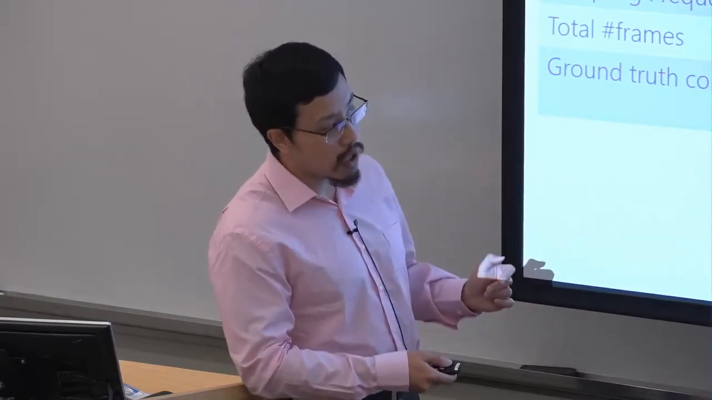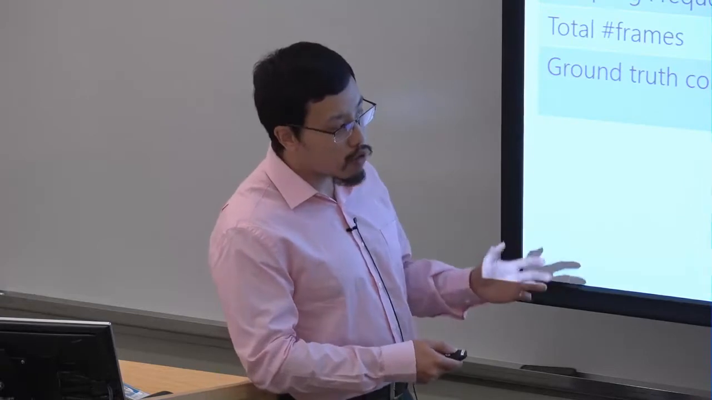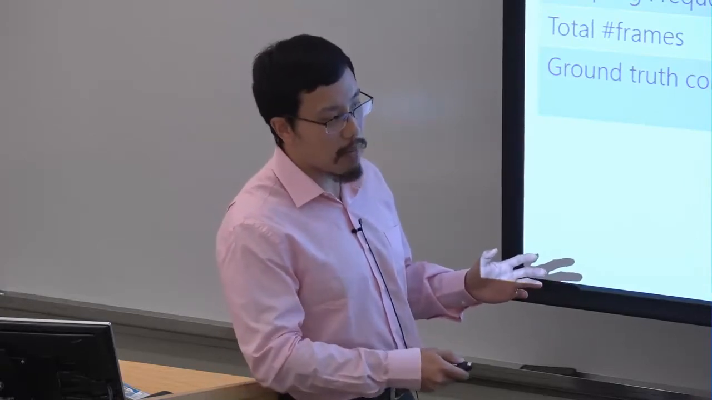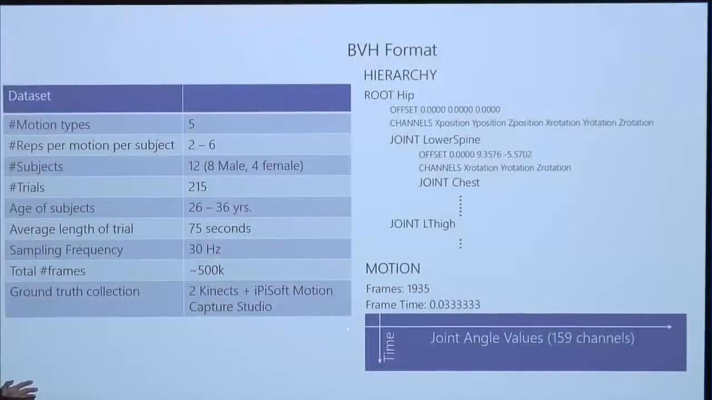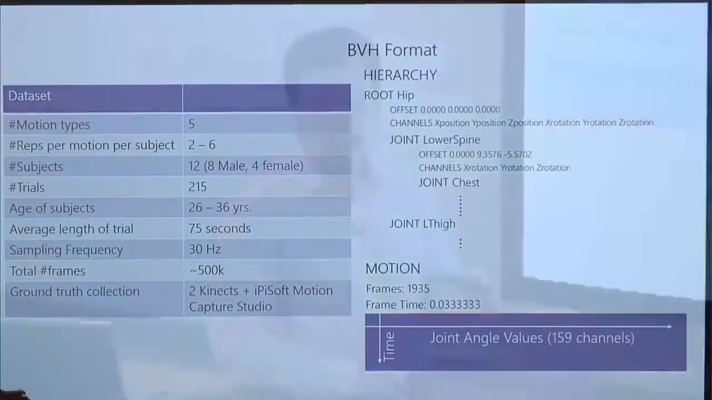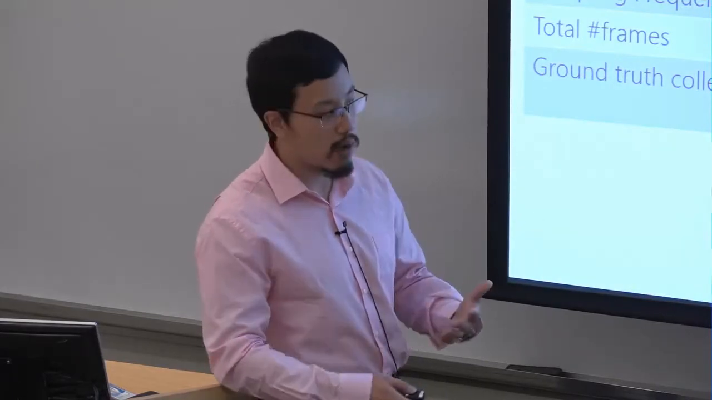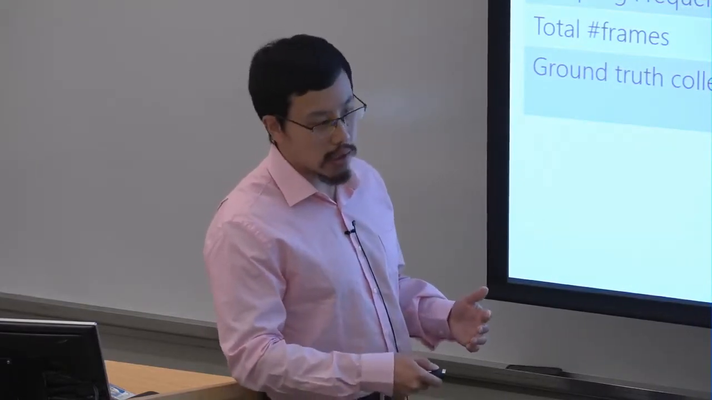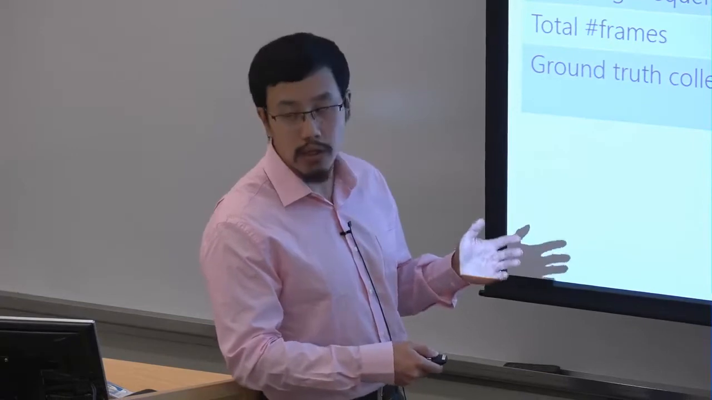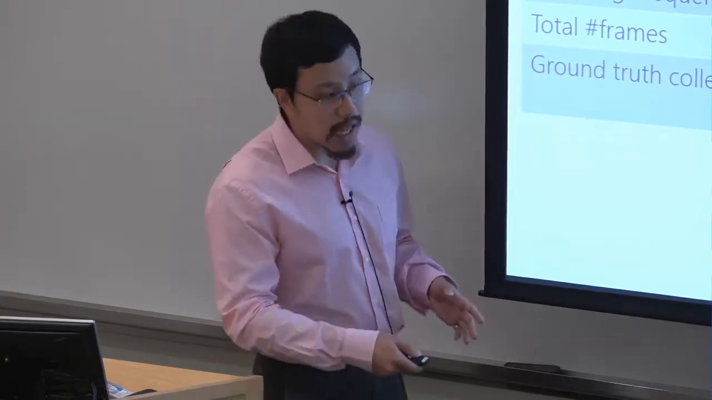So what we really care about is the motion part. The motion part contains a big matrix, in which each column represents a channel, like the joint angles, like my middle spine, my left arm, right arm, and each row is an individual timestamp. So this is our ground truth.